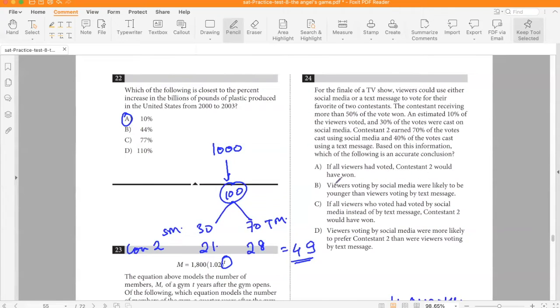If all viewers had voted, contestant 2 would have won. No, we don't know that. Viewers voting by social media were likely to be younger than viewers voting by text message. No, there's no mention of age here. If all viewers who voted had voted by social media instead of by text message, contestant 2 would have won. No, that's just how they vote. So that has no bearing on his winning. Viewers voting by social media were more likely to prefer contestant 2 than were viewers voting by text message. So social media, yeah, that is correct because 70% of the votes on social media went to him compared to 40%. So D is the best answer.